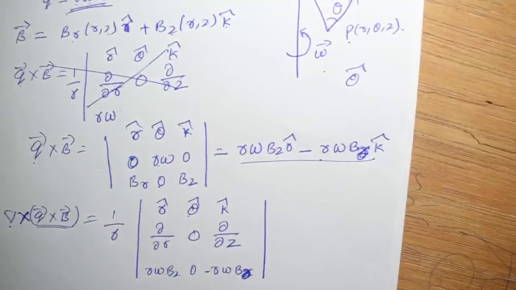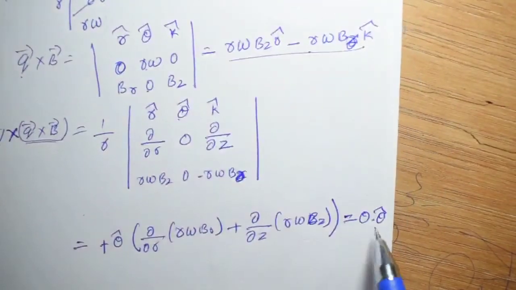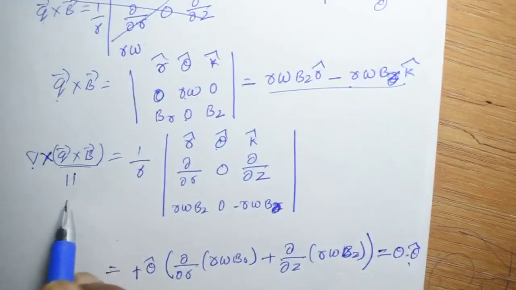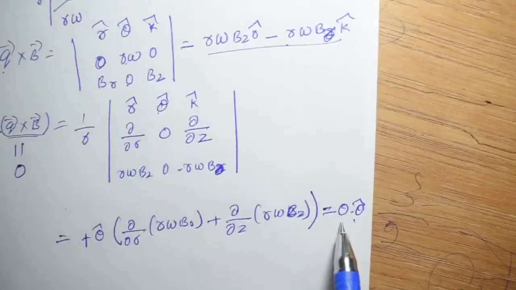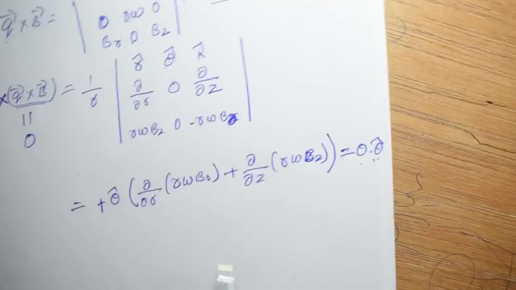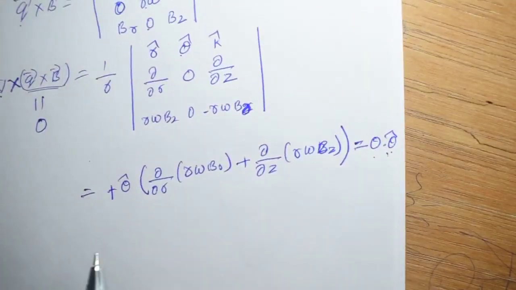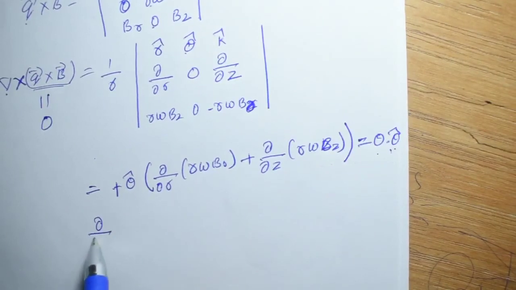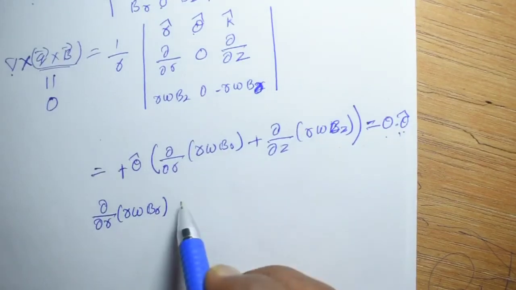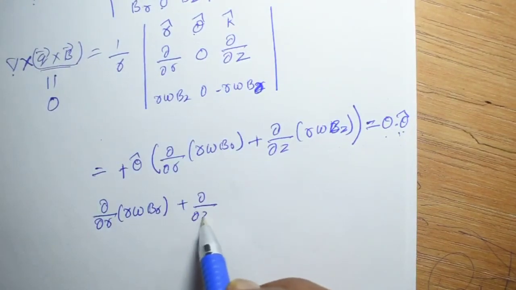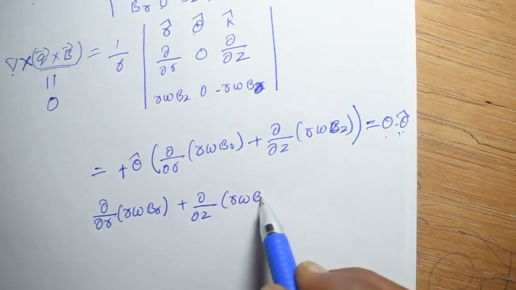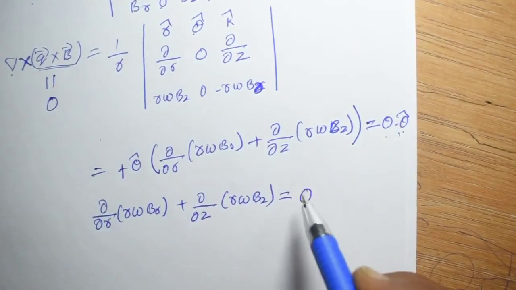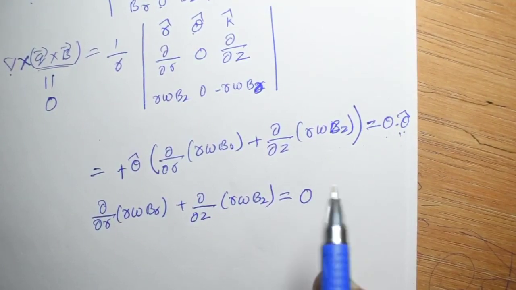That's why you can write it as 0 into theta cap, because this quantity must be equal to 0. So by comparing the coefficients of theta cap, you are going to get del by del r of r omega br plus del by del z of r omega bz must be equal to 0. Must be equal to 0, right?